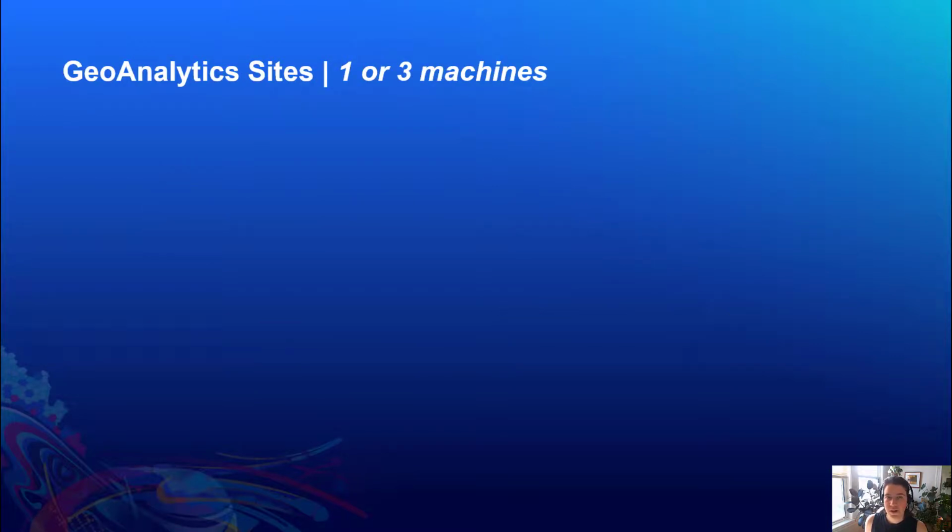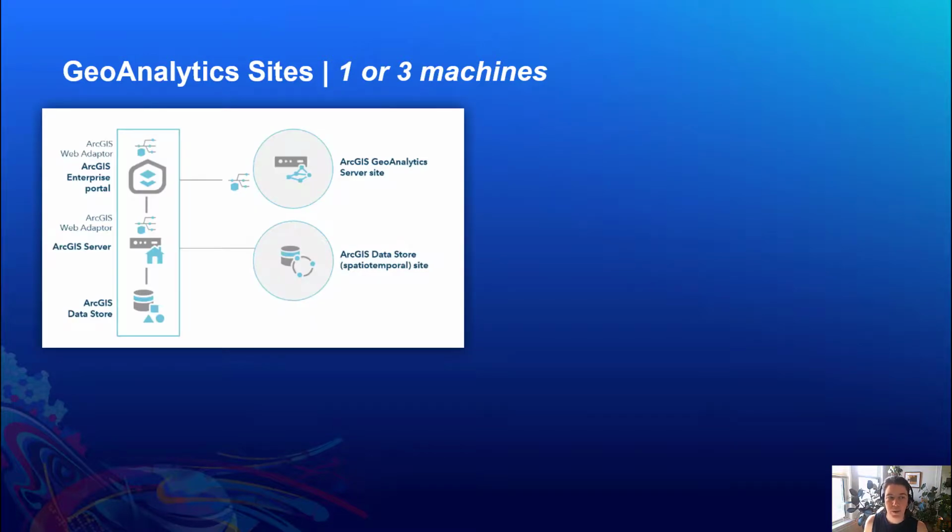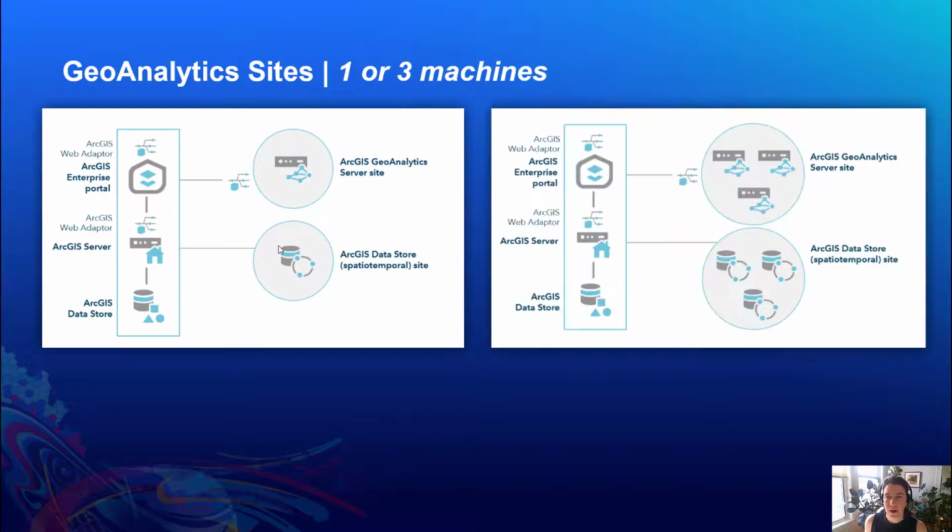GeoAnalytics Server sites can be 1 or 3 machines. So you can either have a deployment like this. You can see we have the base deployment on the left, and then we have a single machine on our GeoAnalytics Server site with the web adapter, and then a single ArcGIS Data Store with a spatiotemporal site. The other option is a 3-machine site. So you have your base deployment, you have 3 machines on your GeoAnalytics Server site, and then 3 machines on your spatiotemporal site.